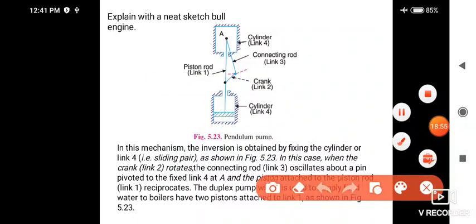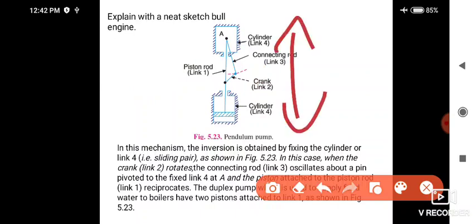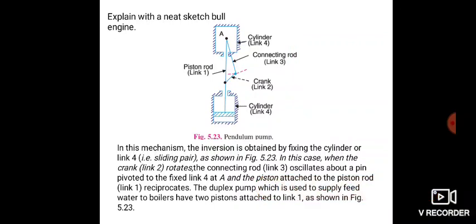For that purpose only we are using this type of bull engine. So whenever this crank starts rotating, the connecting rod starts oscillating. At that time only reciprocation will be taking place inside the cylinders. This is all about the bull type engine. This may ask for 10 marks.